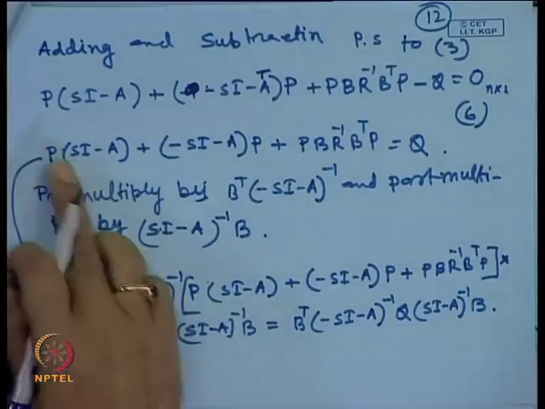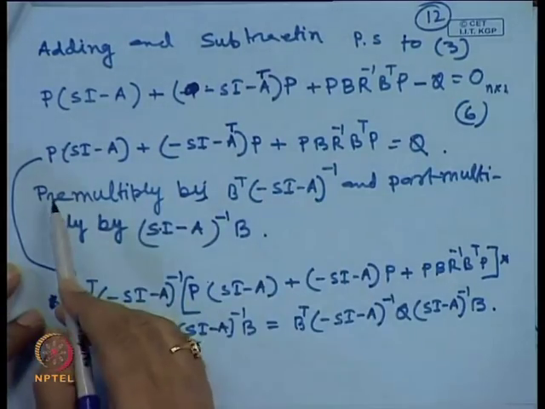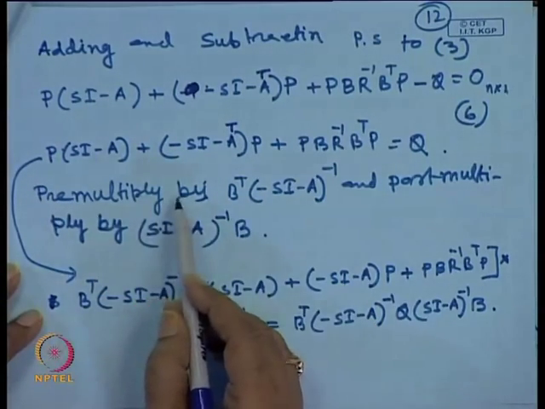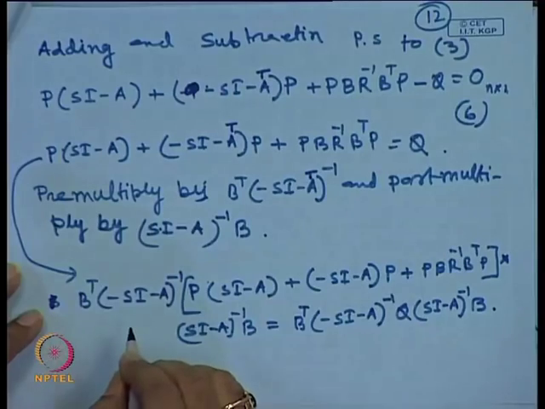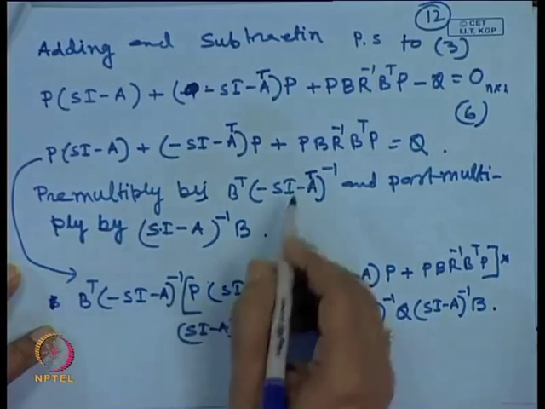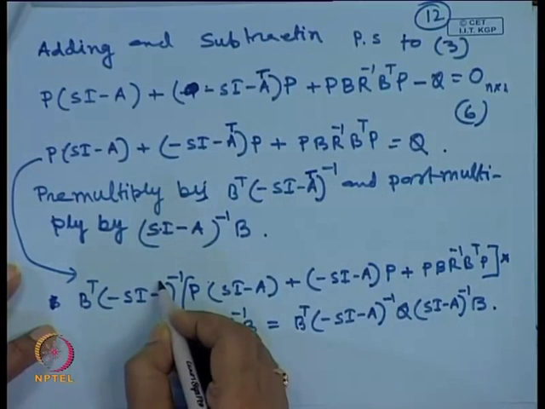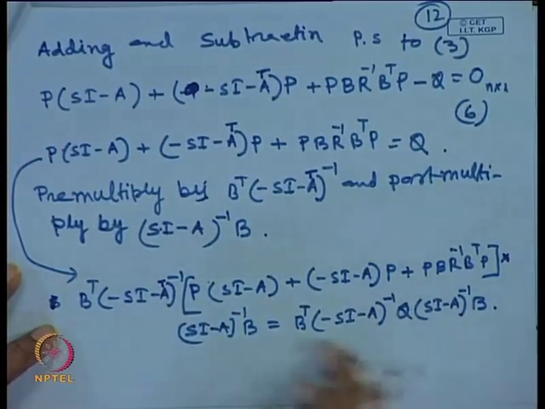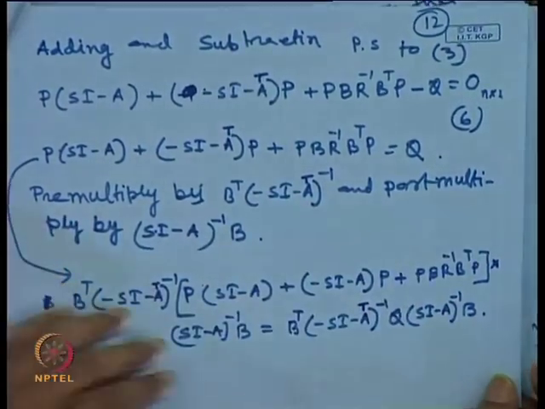So, now what we did is this. This will be our transpose. Agree? Then we pre-multiplied and post-multiplied by this factor, and this should be A transpose. Agree? If I pre-multiply by B transpose minus S I minus A transpose whole inverse, then you have A transpose, and post-multiply by that on both sides. So, here also it will be A transpose. After multiplying both sides by P transpose, we got this expression.